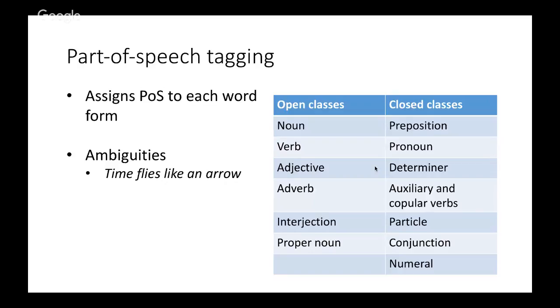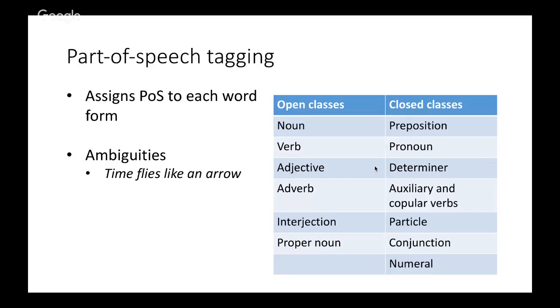Nouns, verbs, adjectives, adverbs, interjections, proper nouns are all open classes because they can receive members without any limit. So we can always create a new noun or a new verb. We can always produce these classes, whereas classes like prepositions, pronouns, determiners, auxiliary and copular verbs, particles, conjunctions, numerals, they're closed classes. I mean, of course, numerals can go on to infinity, but these are grammatical classes that have a limited number of elements. So it's just useful to have this distinction.